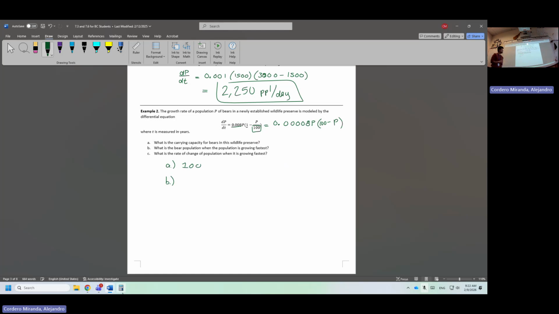D says, what's the bear population when it's growing the fastest? You guys would all say what? Nice. And then the rate of change of the population when it's growing the fastest, plug that 50 in. I calculated this one. Yes, I did, and that's 0.2 bears a year.